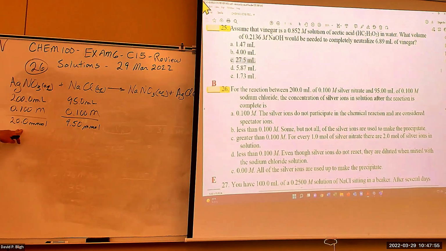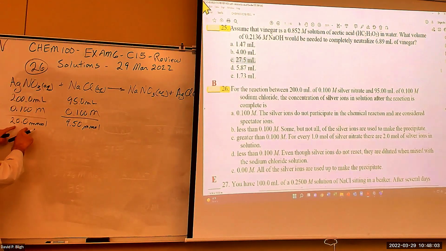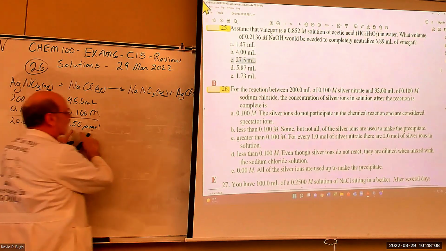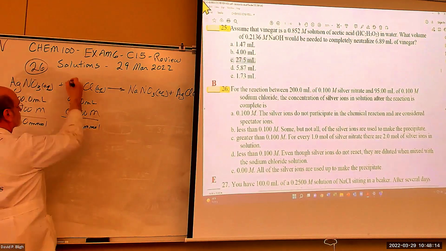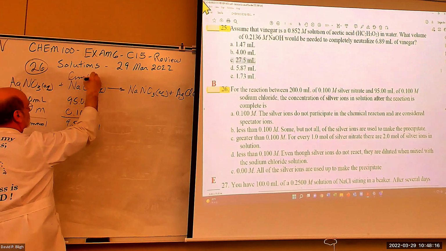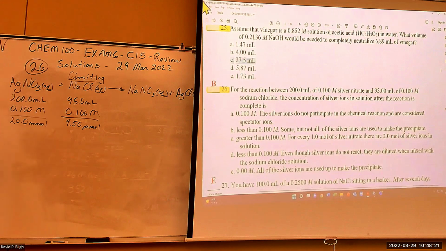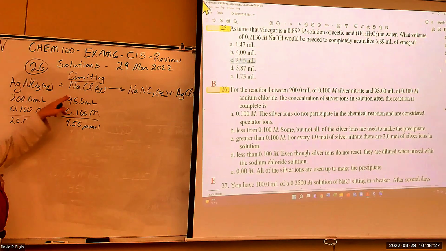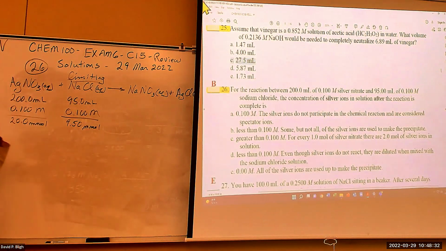Since they're 1 to 1, 20 millimoles of silver nitrate would produce 20 millimoles of silver chloride if all of it were used. The sodium chloride would only produce 9.5 millimoles. So sodium chloride is the limiting reactant. That tells us we definitely will have some silver ions left over, because there are only enough chloride ions to combine with part of them.